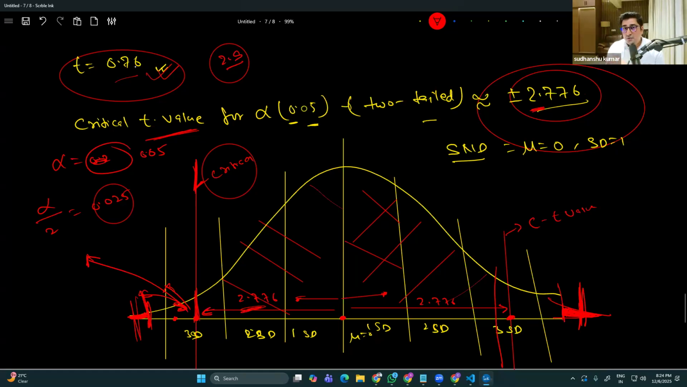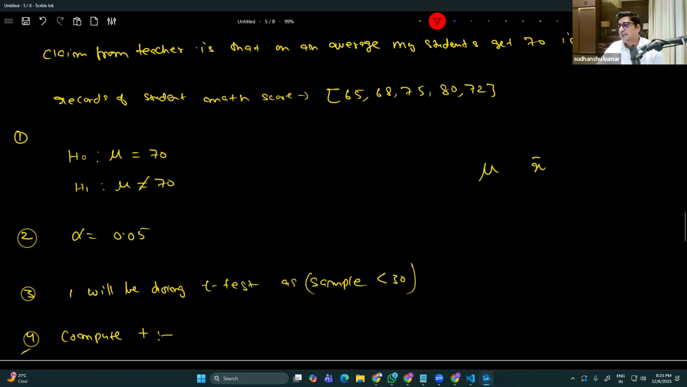So now tell me, in the situation that we have in our hand, are we able to reject the null hypothesis or are we going to accept it? We are going to accept it because my t is falling within the permissible range. I can go till 2.77. I'm just at 0.76. It simply means that the claim which the teacher was trying to make, the teacher was actually right, with a risk of 5%.